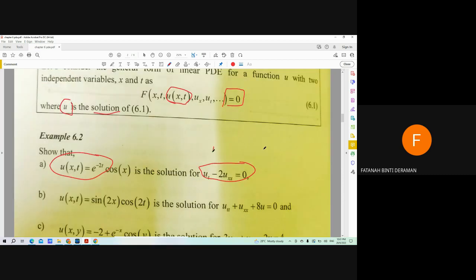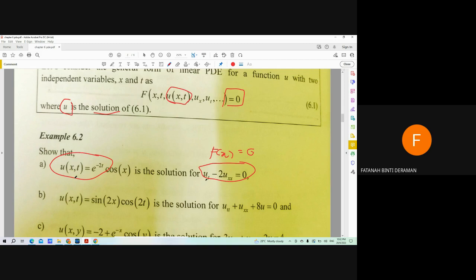So this is f(x). This is f(x). Okay, this is f(x) equals 0. Okay, you can see. So to show this, you need to differentiate based on this.